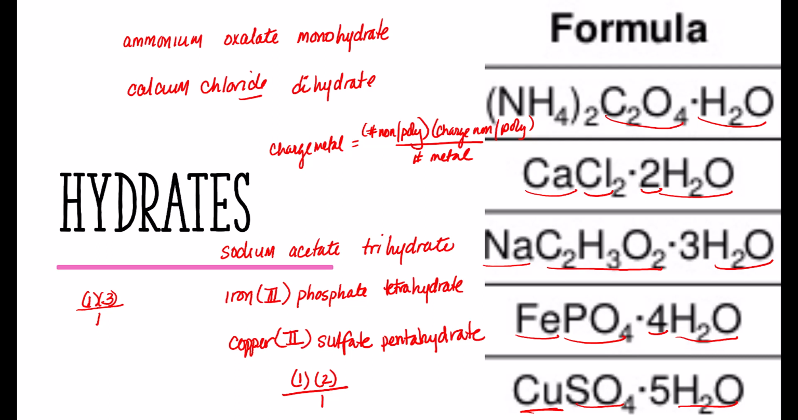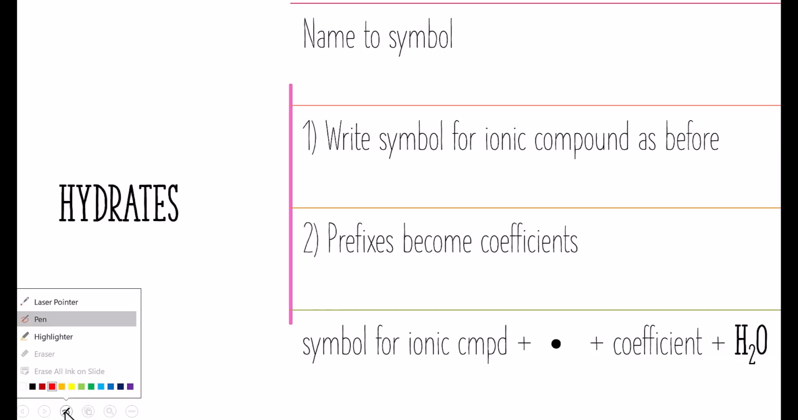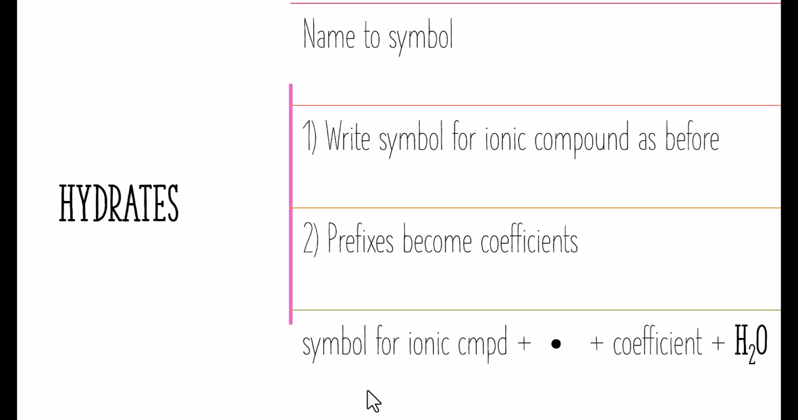So you write the first part like ionic compounds. After you write the name of your ionic compound, you write hydrate for water and the appropriate prefix in front of water. Going backwards from name to symbol, we write the symbol for the ionic compound as we did before. So find the symbol, find its charge, find a nonmetal or polyatomic and charge, reduce, crisscross down, parentheses for more than 1 polyatomic. Prefixes become coefficients. So the general format is the symbol for the ionic compound.